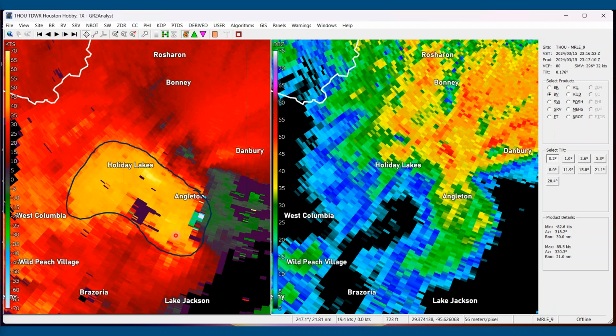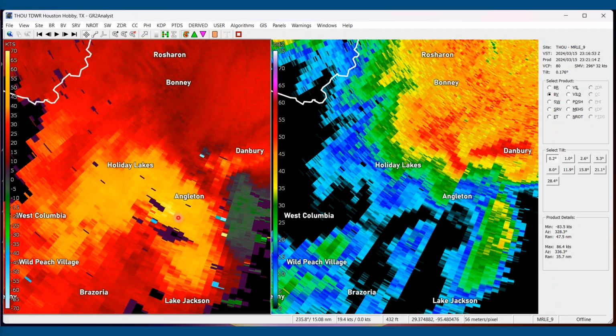Pretty impressive damage there. Don't think from a tornado, but once again, when people get this level of damage, they're always thinking tornado first. And then further on, you can see those high winds.